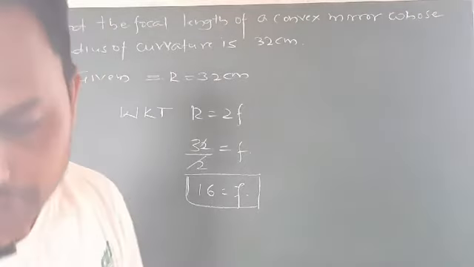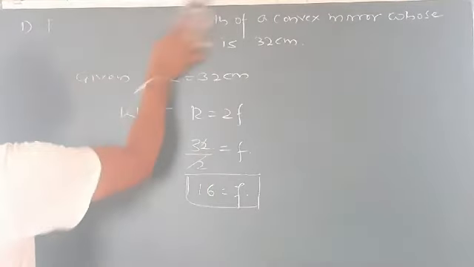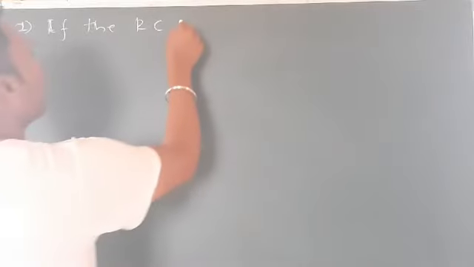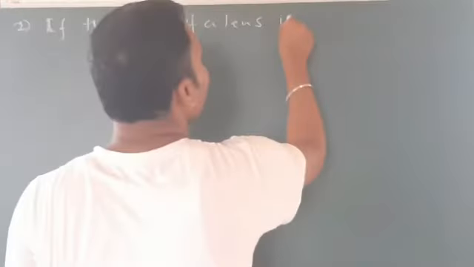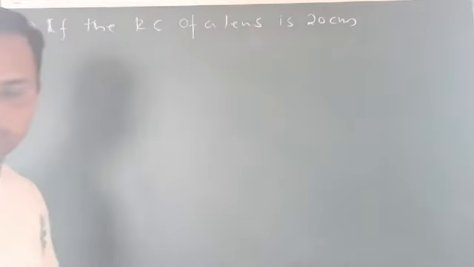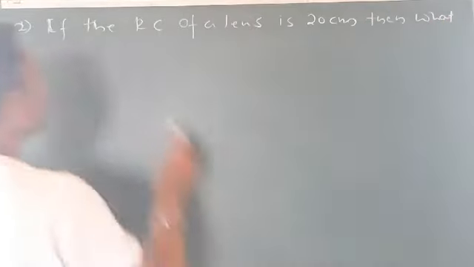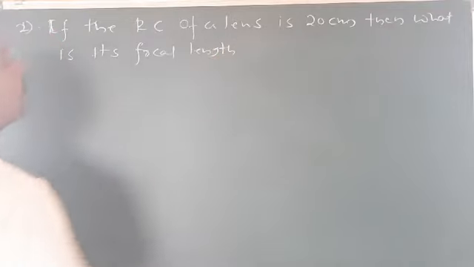Now we have the next question. The next question is: if the radius of curvature of a lens is 20 centimeter, then what is its focal length? Let me write the question here. Second, if the radius of curvature of a lens is 20 centimeter, then what is its focal length?